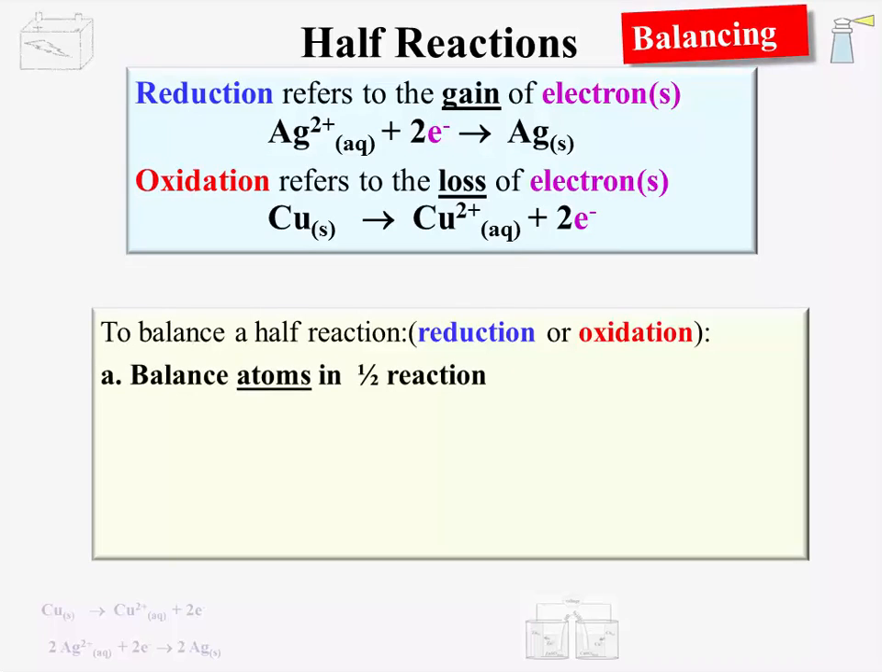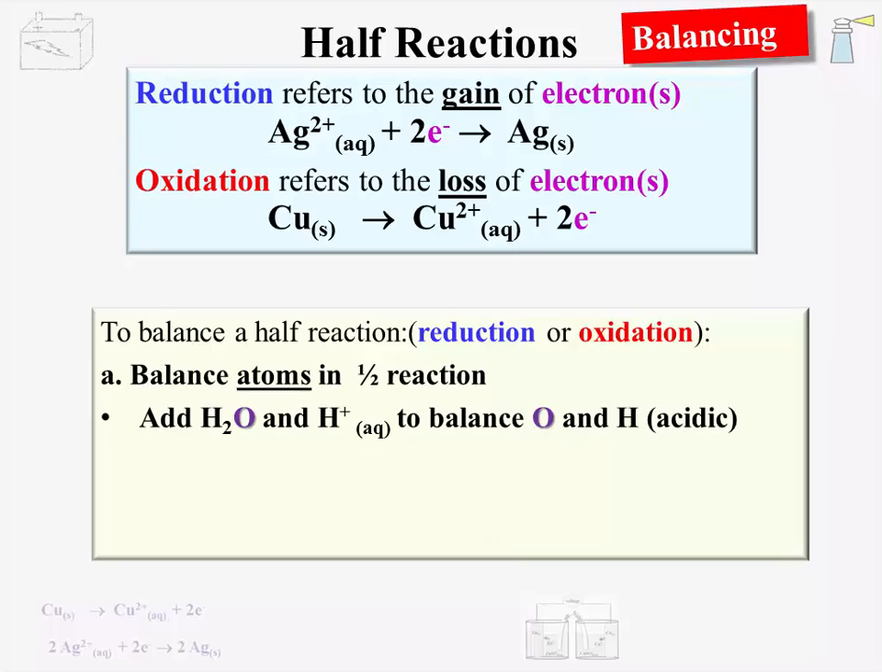Begin by balancing the atoms in the half reaction. This is not always as straightforward as it is in a full reaction equation, because sometimes there are atoms that are not on both sides of the half reaction. Usually these atoms are hydrogen or oxygen, because the reaction takes place in an aqueous solution, and a water molecule is providing those atoms. To handle this, it is okay to add H2O and an aqueous hydrogen ion, H+, to balance the oxygens and hydrogens in the half reaction. Again, this is a process for acidic conditions.